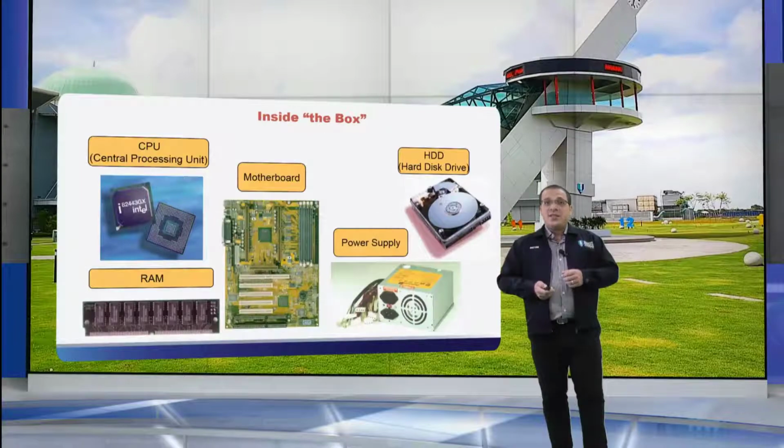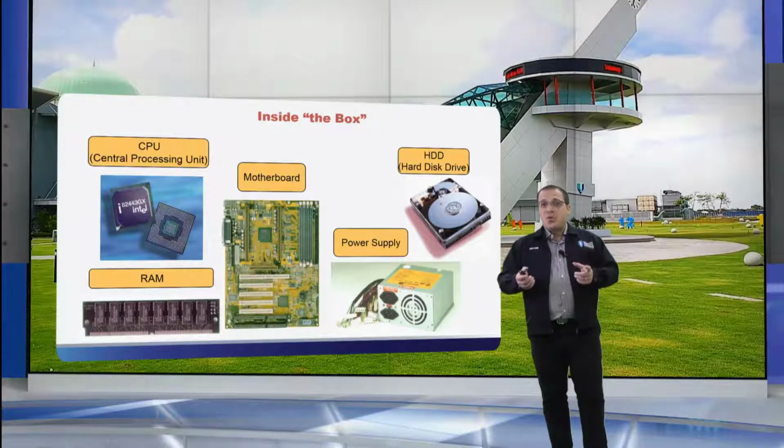So what is actually inside the box? If we open this box, we will find a CPU, the central processing unit. There are the memories, RAM, and there is the motherboard, which is a kind of connector between these devices. There is the hard disk drive and the power supply. So these parts are the parts of the real computer.